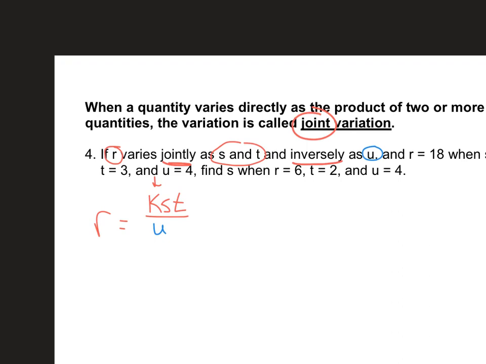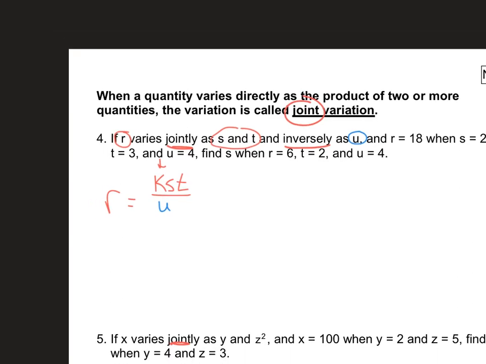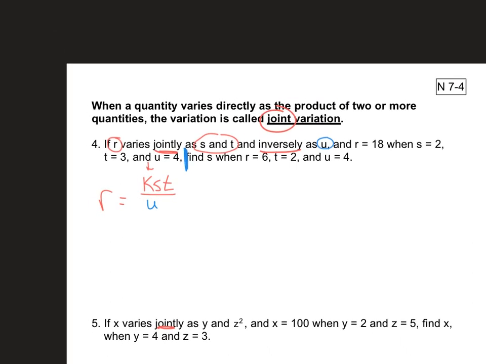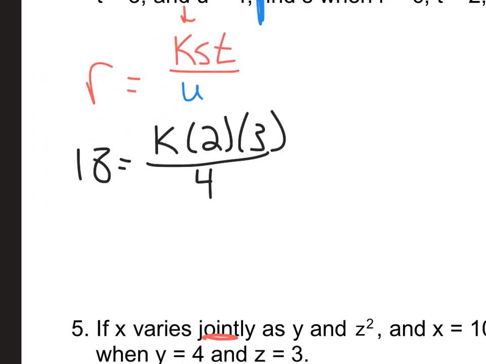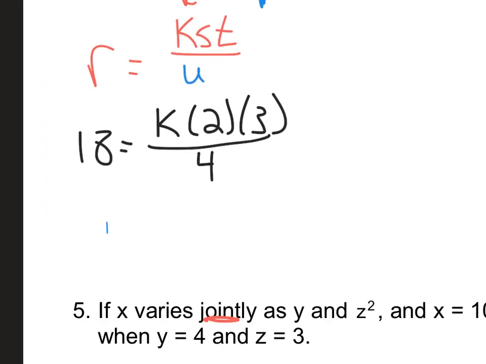Now, it looks like this is going to be terrible, but I promise you it really doesn't get bad at all. Let's plug in everything they tell us before find, okay? They tell us that R is 18. We don't know K, remember. They say S is 2. I'm just going to put it in parentheses here. And T is 3, and U is 4. Now, we just have to do a little simplification here, and we can figure this out. 2 times 3 is 6. So I really have 6K over 4.